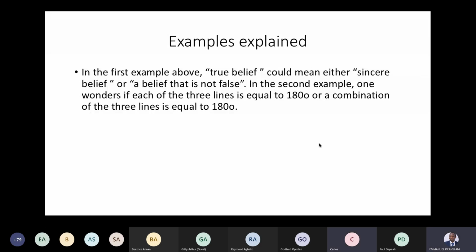But for ambiguous definitions, there doesn't need to be a subset or a broader set. What you just have are two different interpretations, two interpretations that are possible for something. One of the interpretations doesn't need to be a subset of the other.